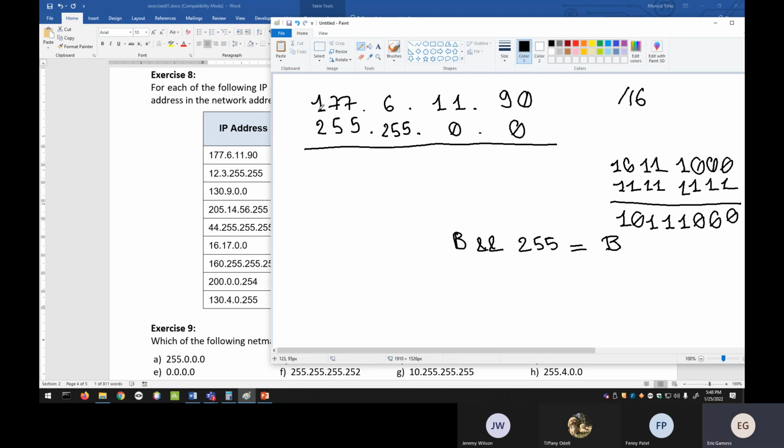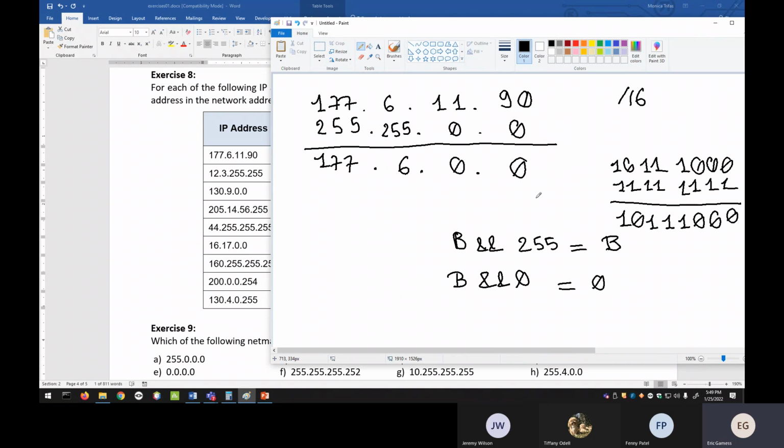So for example here, 177 bitwise AND 255 will be what? Exactly, 177. 6 bitwise AND 255 will be what? I don't change it. It will be 6. Now, a byte bitwise AND 0 will be what? Correct. So here, whatever you have bitwise AND 0 will be 0.